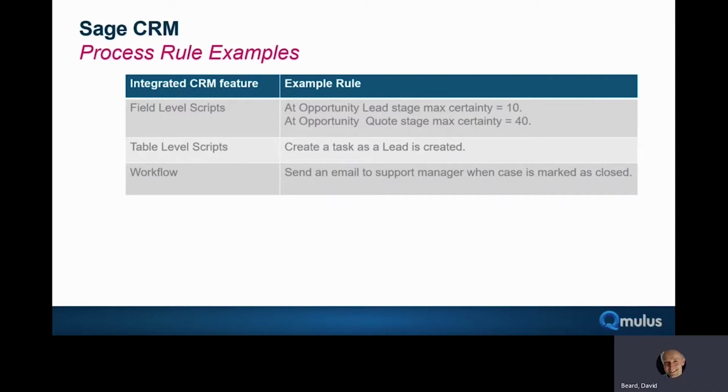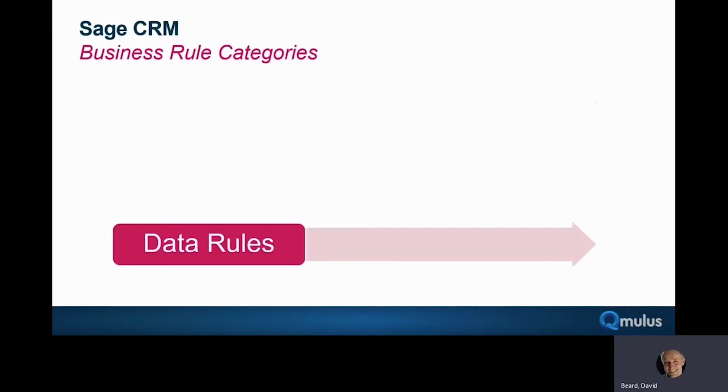Similarly with the bottom one there, send an email to a support manager. So you're a customer account manager for a customer, a support case is closed successfully by another team, the account manager gets an email. Again, very simple configuration within a process rule.